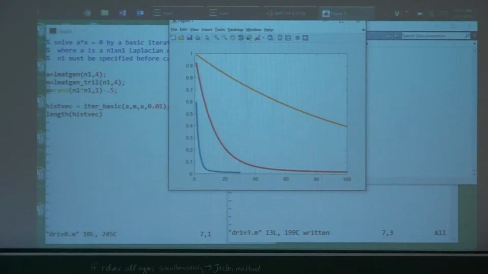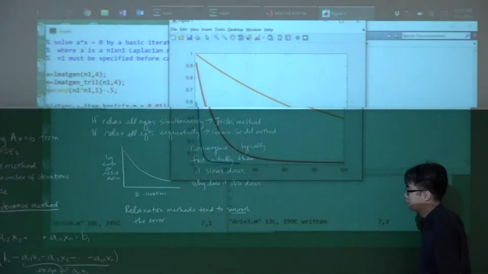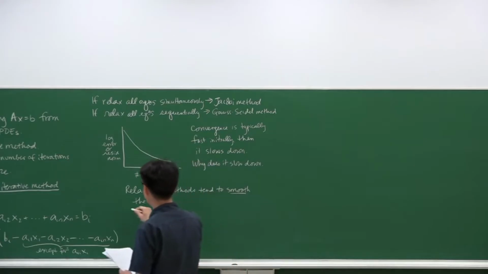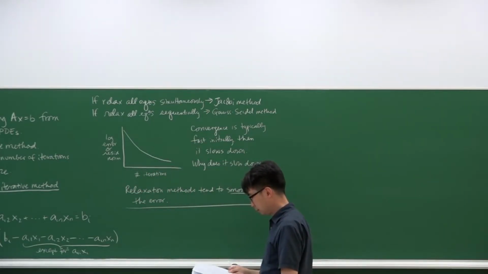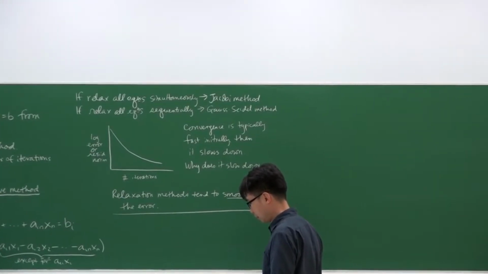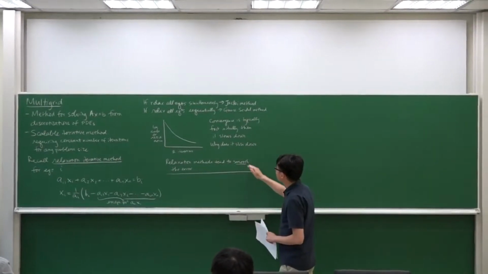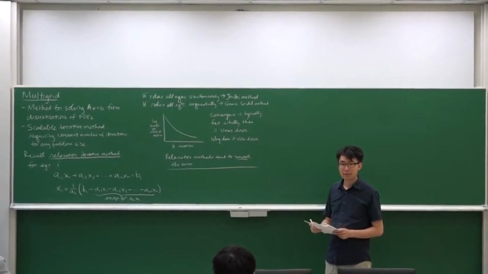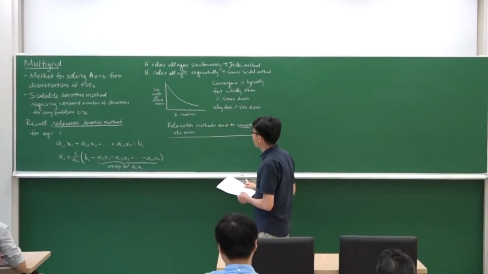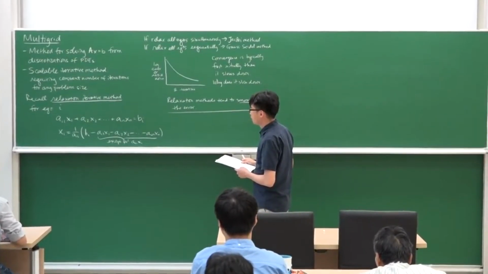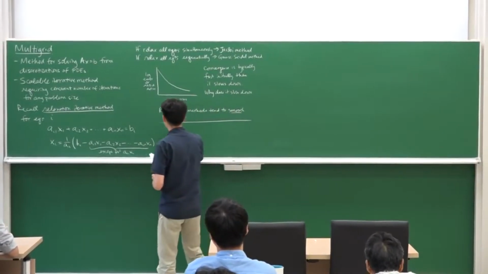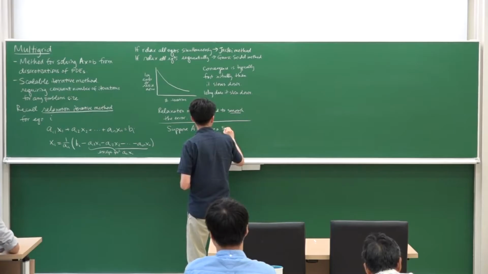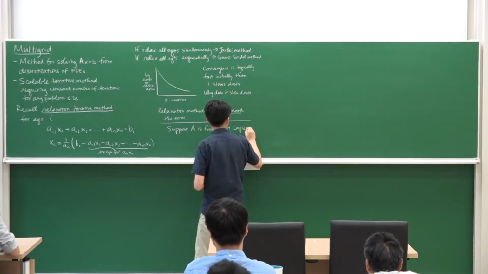Okay, so now let's go back to the board. And we'll write down some of those observations. So first, why does relaxation tend to smooth the error? Let's try to think about that a little bit. And let's take as an example the five point Laplacian. So suppose A is from a 5-point Laplacian. Basically, this is the matrix we've been looking at over and over again.